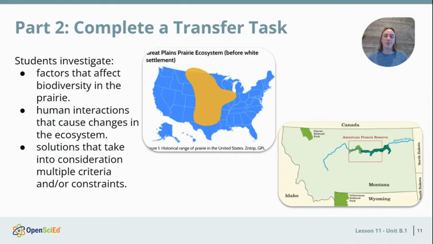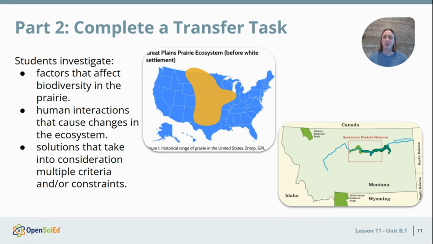During Lesson 11, students are investigating a new phenomenon about the Great Prairie ecosystem. They are looking at factors that affect biodiversity, human interactions that cause changes in the ecosystem, and solutions that take into consideration multiple criteria and constraints. We start with a review of the ecosystem as it was in the past and discuss human interactions that may have contributed to the disappearance of the bison.